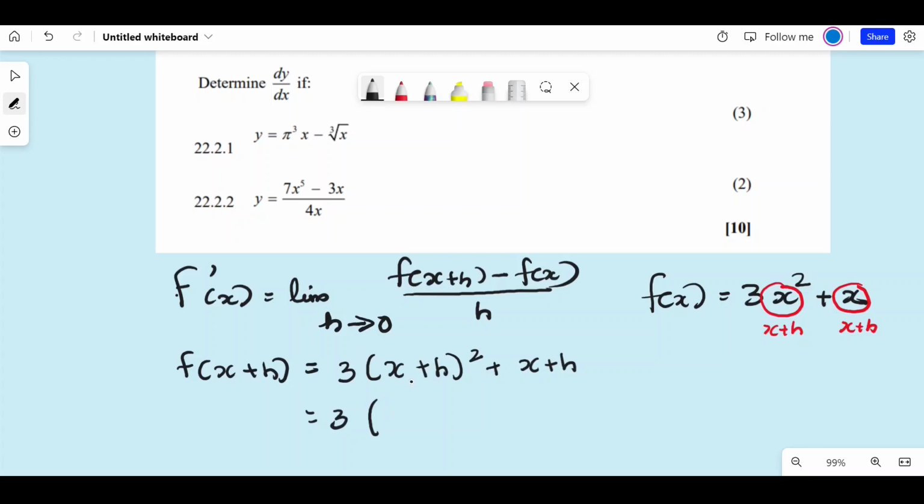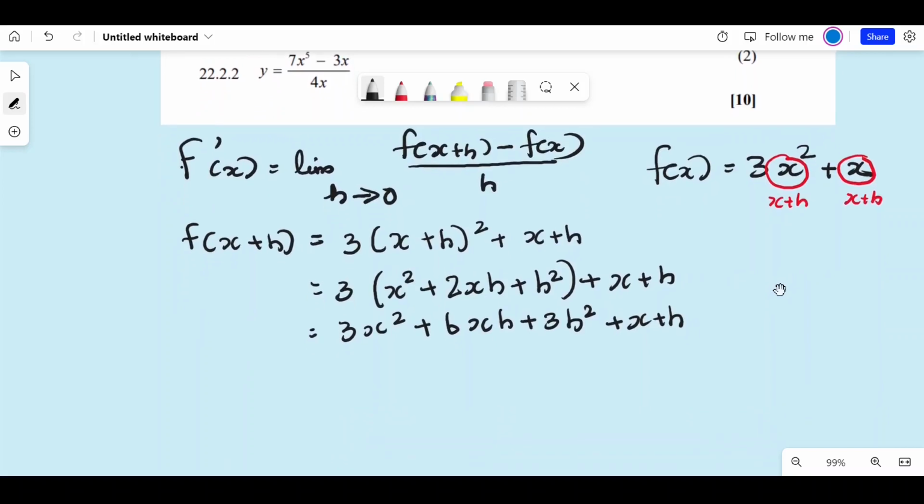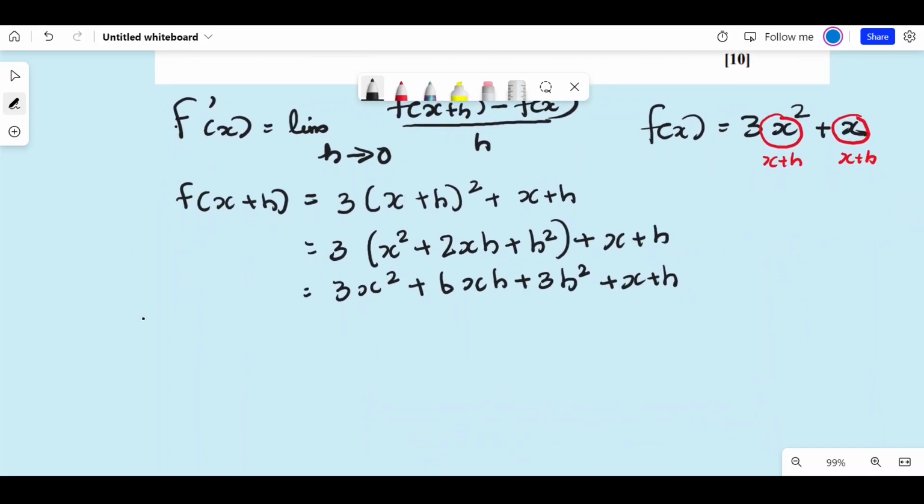Then you take the square of x plus h, which is x square plus 2xh plus h square, plus x plus h. Now you open the bracket, multiply by 3. This will give you 3x square plus 6xh plus 3h square plus x plus h. Now you can see that there are no like terms, so you cannot simplify further. So that's the f(x plus h).